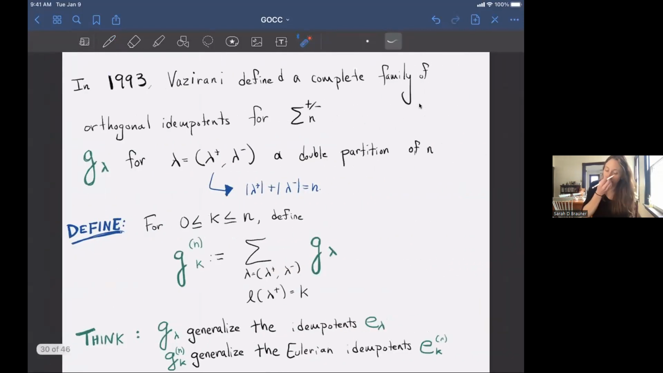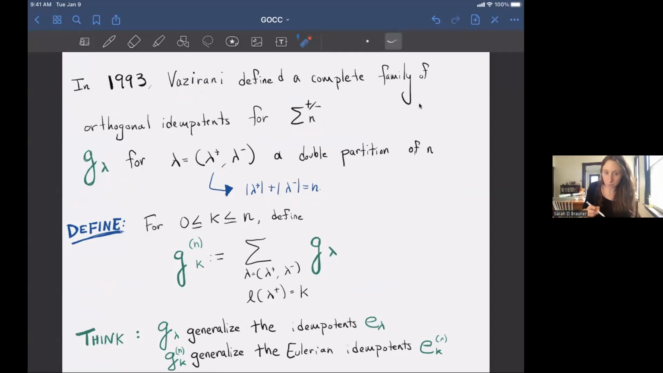Okay, and so again, we have this nice algebra. You can ask, can you define idempotents and decompose them? And Monica Bazzarani did. So she defined a family of complete orthogonal idempotents for this Mantaci-Reutenauer algebra that I'm going to call G lambda. But now, because I'm dealing with signed permutations, my lambda is actually going to be indexed by double partitions. So these are two partitions whose sizes sum to n.